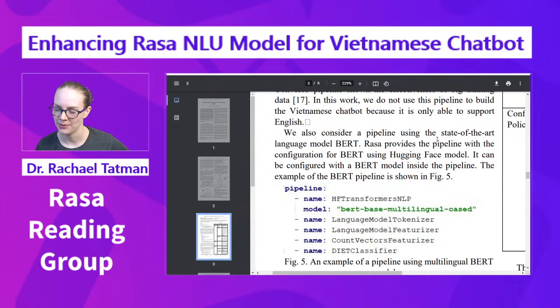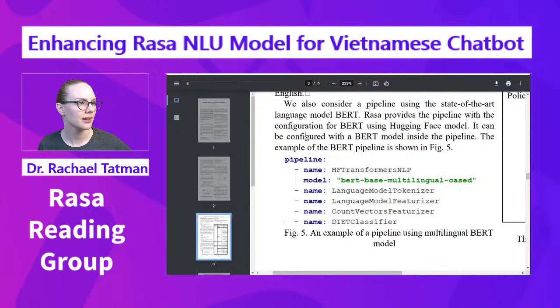We also consider a pipeline using the state-of-the-art language model BERT. Rasa provides the pipeline with a configuration for BERT using Hugging Face. It can be configured with a BERT model inside the pipeline. The example pipeline is shown here. I do really like that they have little example pipelines in the text. I think that's really helpful. So you have the Hugging Face transformers, and then they're looking for the BERT-based multilingual cased. And so Hugging Face is another startup that focuses on NLP, and they support a lot of the transformer models.